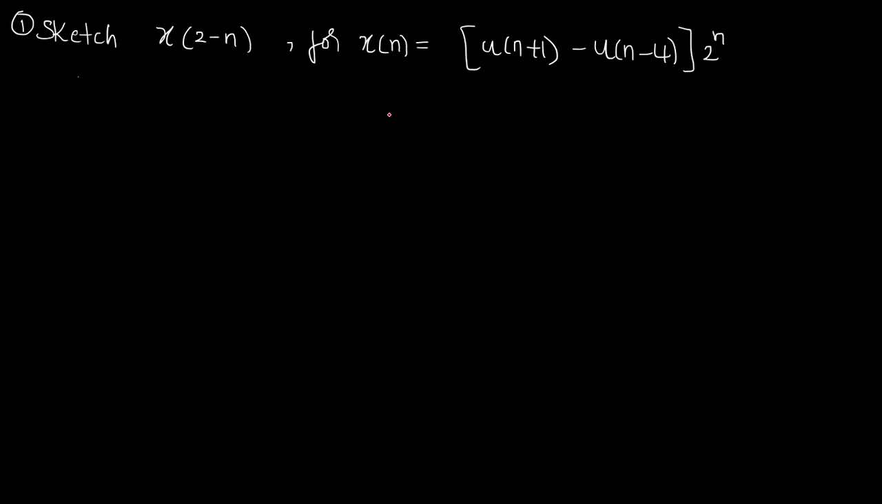Consider this problem of sketching signals. You have to sketch x of 2 minus n. And what is x of n? It is given as u of n plus 1 minus u of n minus 4, whole into 2 power n. So this is what x of n is.